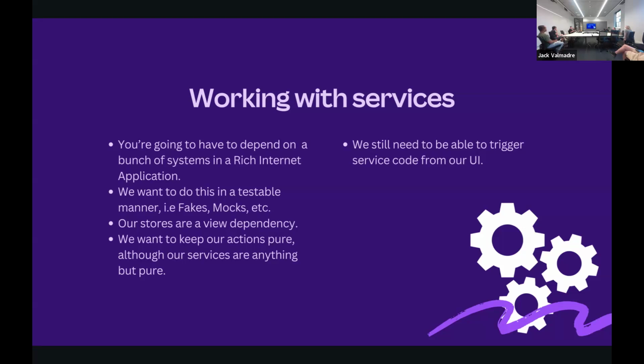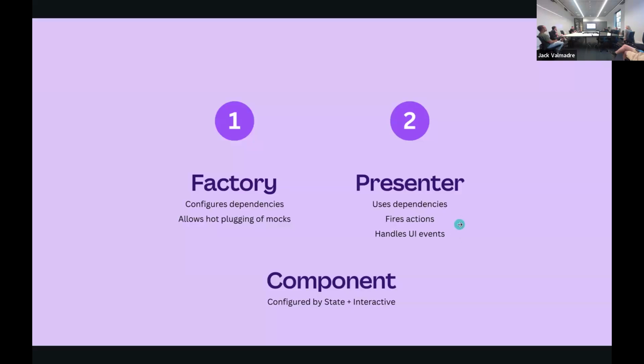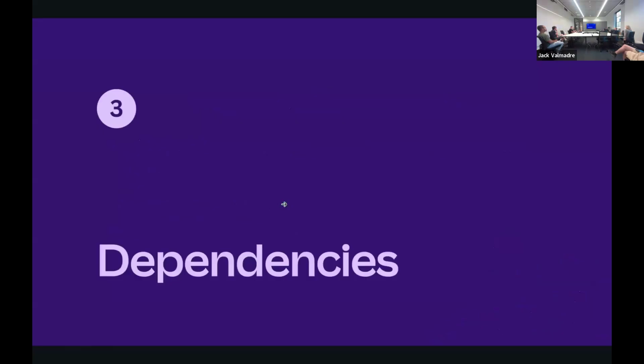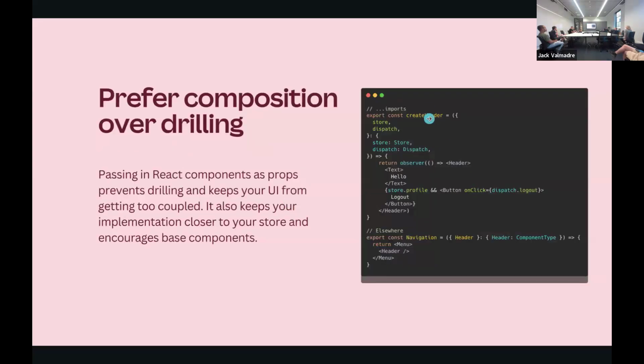So we have to do something in order to be able to trigger that service code from the UI without causing that sort of impurity to leak into actions. So this brings in a rather old model, essentially factories and presenters. A factory in this case would configure dependencies, allowing for the whole plugin in a box. Realistically, this here is the equivalent of a factory in this particular case.